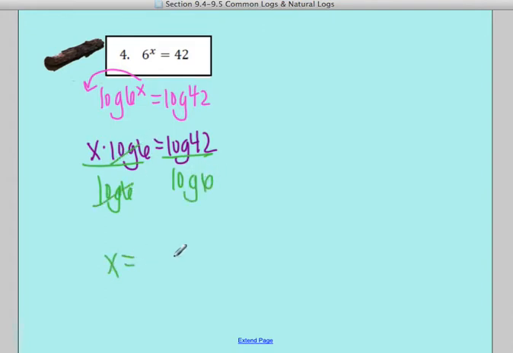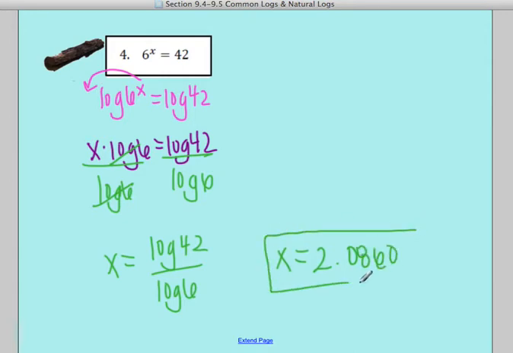So x is equal to log of 42 divided by log of 6. Once again, type that in on your calculator and round to 4 decimal places, and you would get 2.0860. I highly encourage you to be typing these out on your calculator, because otherwise if you can't do it now, you're not going to do it properly on the test.